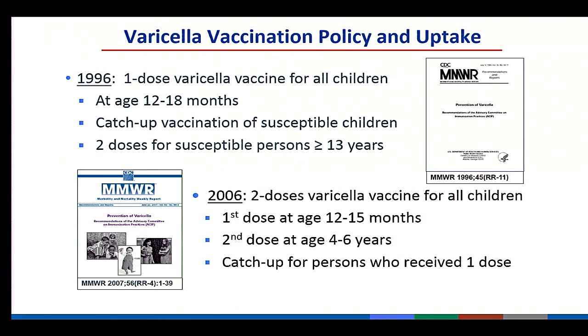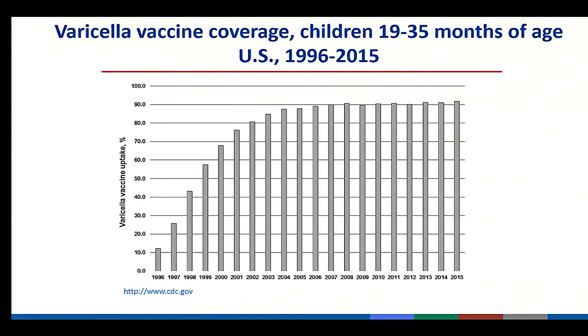The varicella vaccines used in the U.S. are Merck's Varivax and Proquad, licensed in 1995 and 2005 respectively. Both are comprised of live attenuated VZV. In 1996, the ACIP recommended 1 dose of varicella vaccine for all children 12 to 18 months of age. The 1-dose program effectively prevented severe varicella, but school-based outbreaks persisted, so in 2006, the ACIP added a 2nd dose recommendation for all children at 4 to 6 years of age.